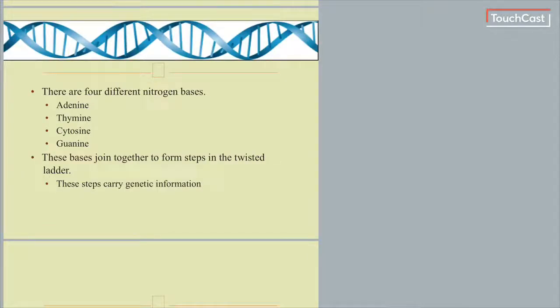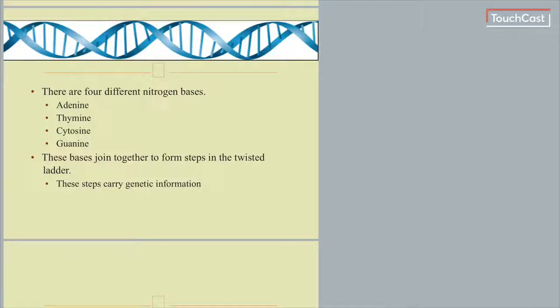There are 4 different nitrogen bases in DNA: adenine, thymine, cytosine, and guanine. And these bases join together to form steps of our twisted ladder. And each of these steps has genetic information. And based on the order that we find these steps or rungs in our ladder, it codes for the different traits that we have.